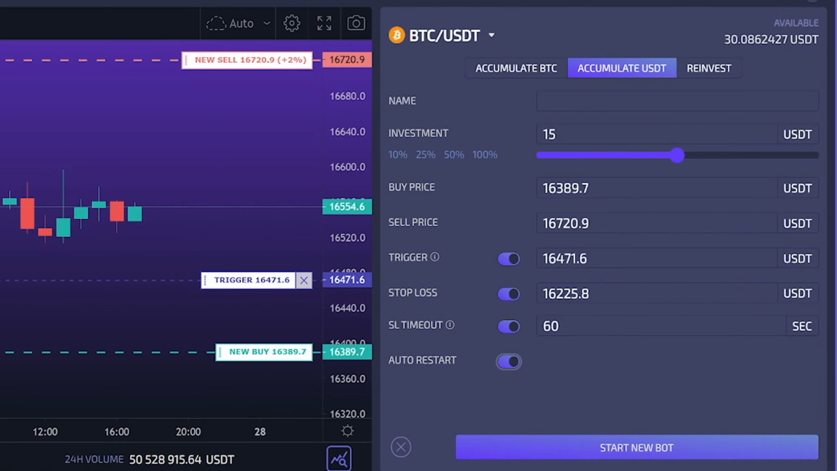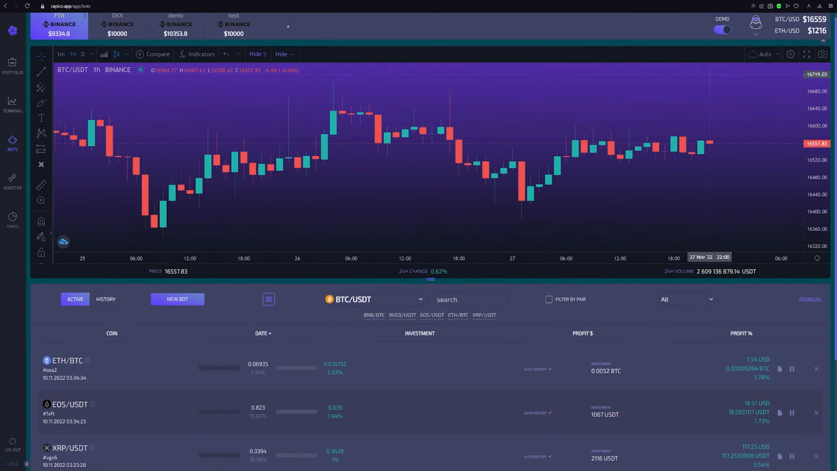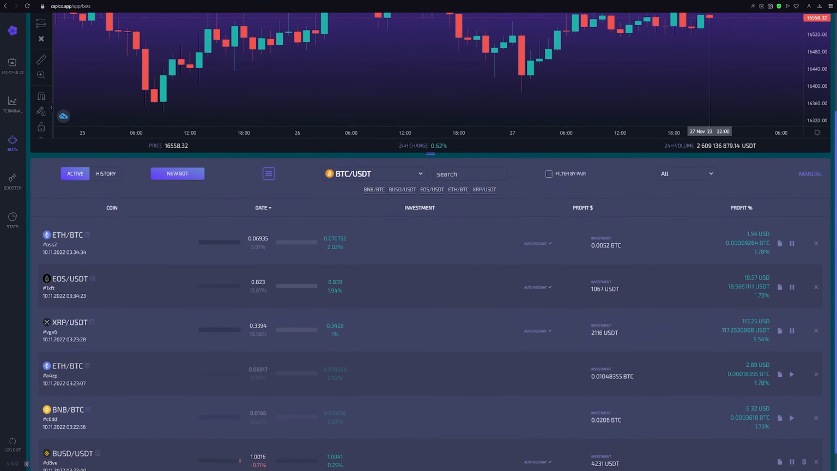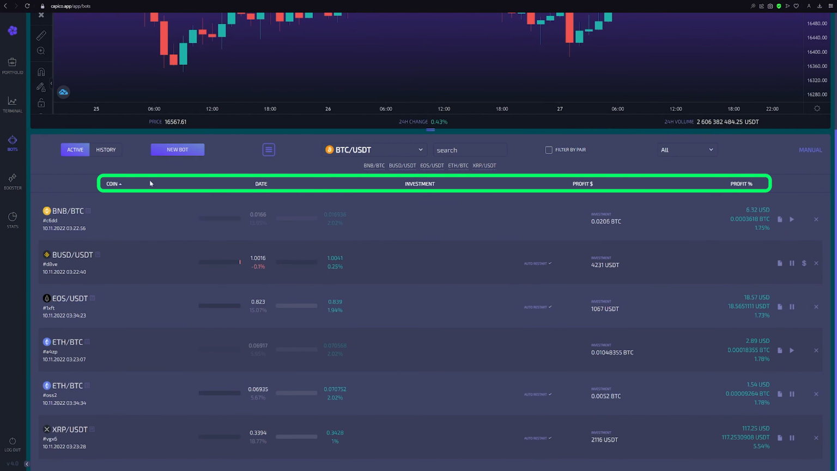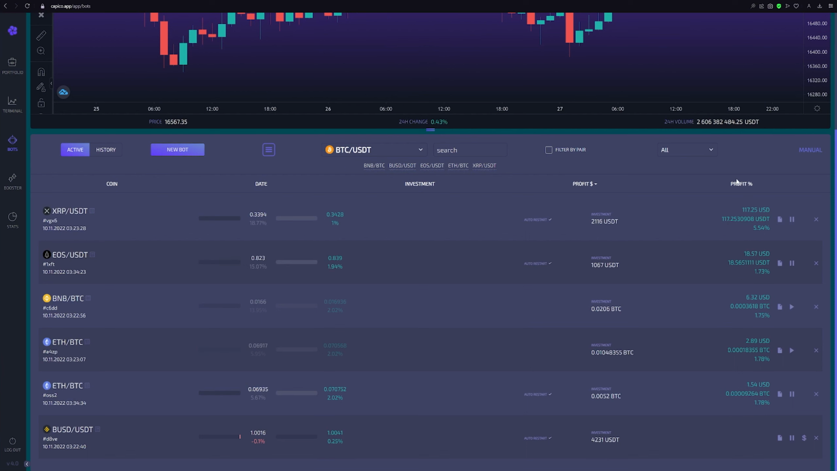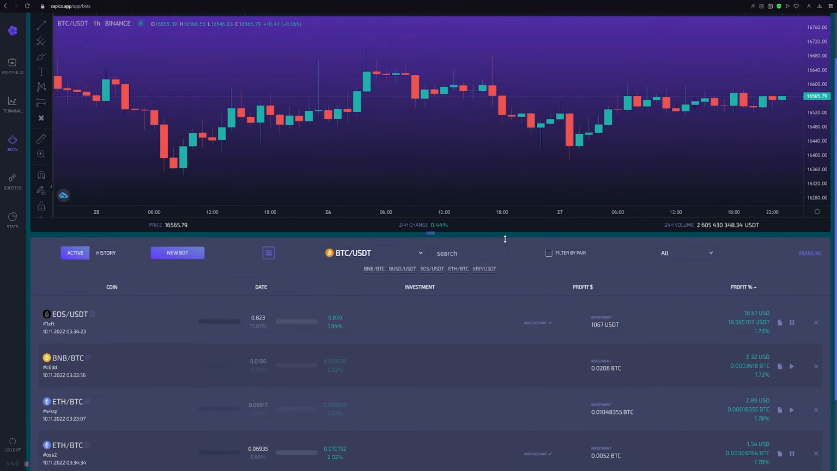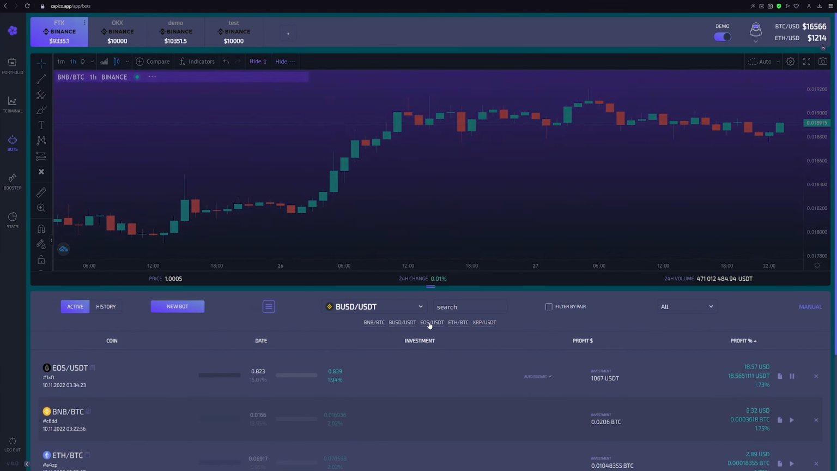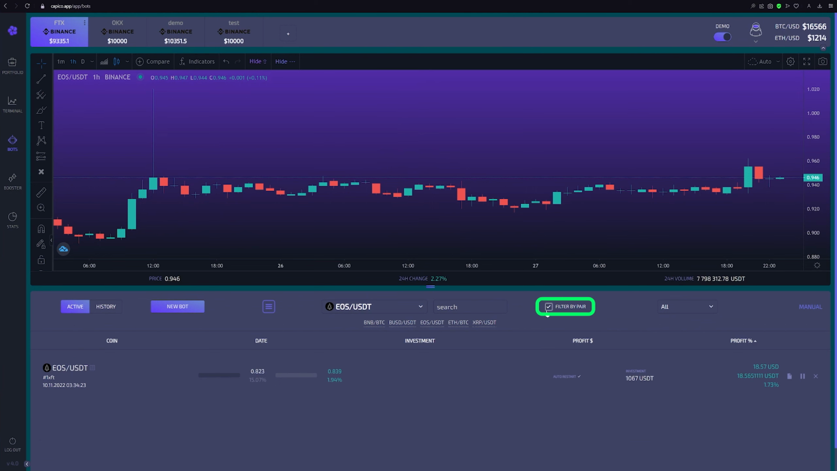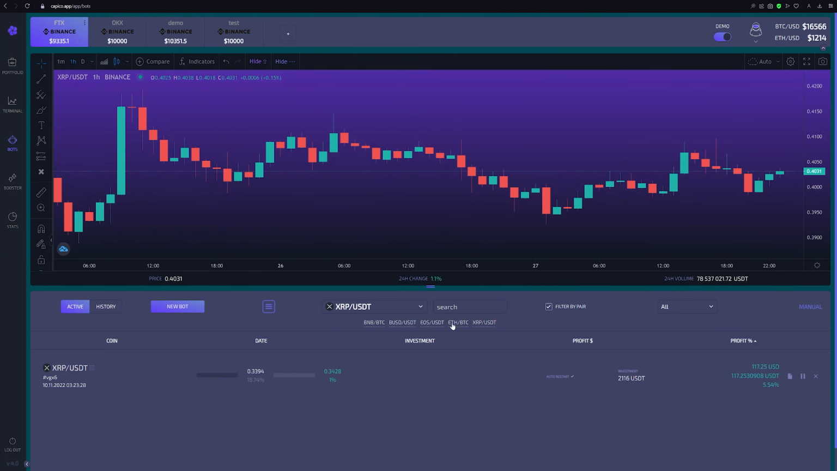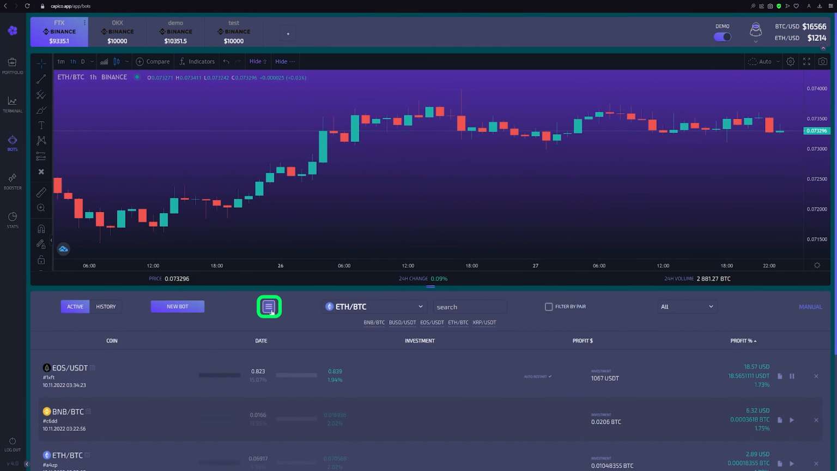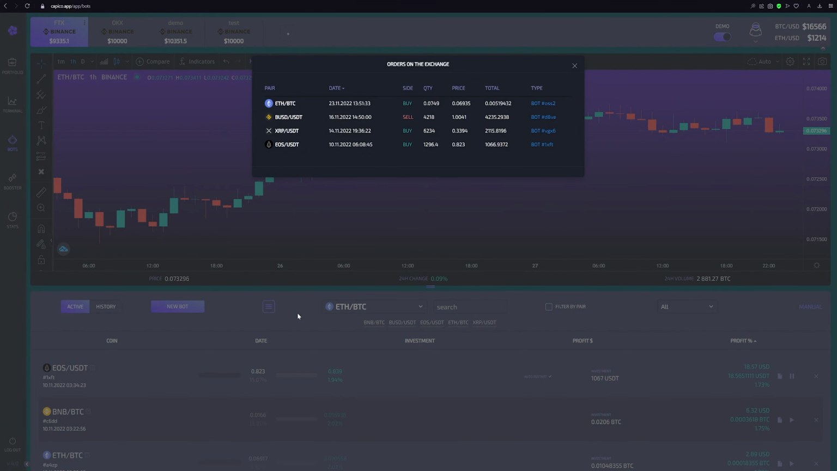With all the configurations taken care of, let's talk about the bot list. The bot list has some handy sorting features. You can sort bots by coins, date created, investment amount, and profit, both in absolute values and percent. This line here shows all the pairs you have bots for. You can switch between charts with them, and if you check filter by pair, it will also show you bots for that pair exclusively.